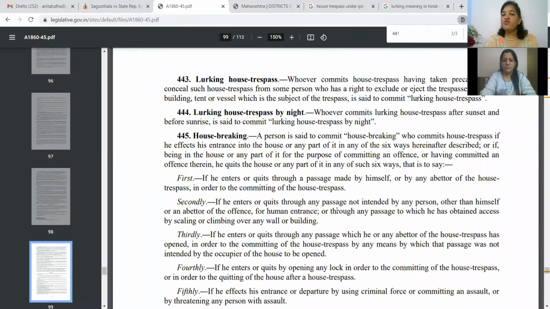Secondly, if he enters or quits through any passage not intended by any person other than himself or an abater of the offense for human entrance, or through any passage to which he has obtained access by scaling or climbing over any wall or building. Explanation very simple. Wall पे चढ़ के किया, building में छत से कूद कर किया, फांद कर किया.